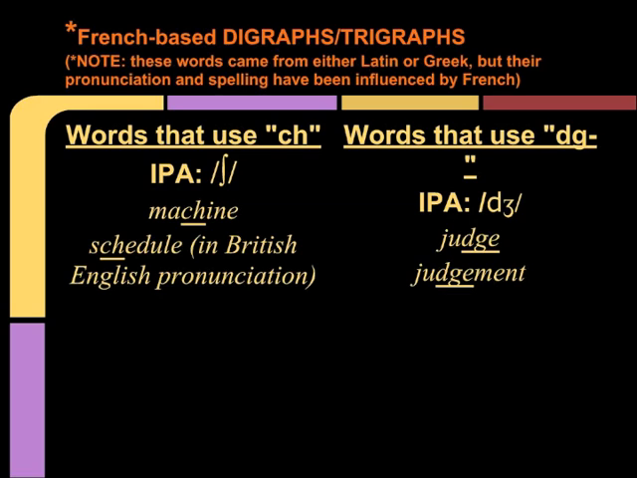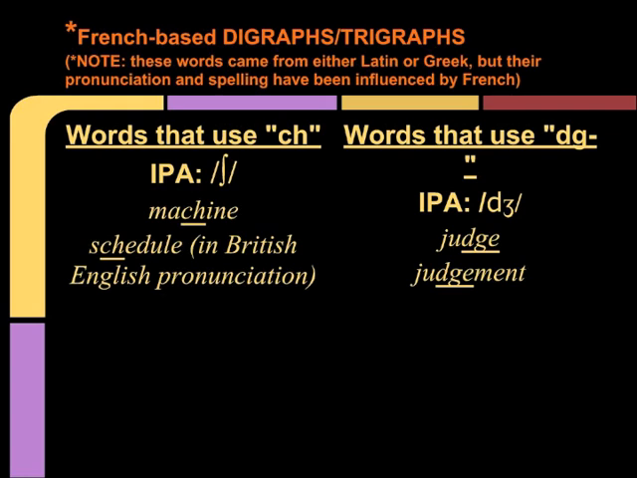French-based digraphs and trigraphs. Note, these words came from either Latin or Greek, but their pronunciation and spelling have been influenced by French. Words that use CH, IPA, sh. Machine, schedule in British English pronunciation.